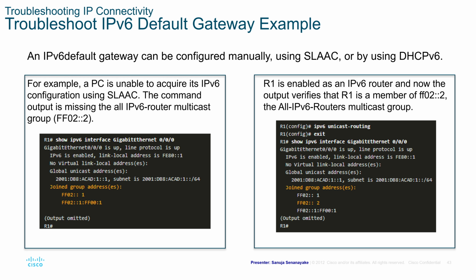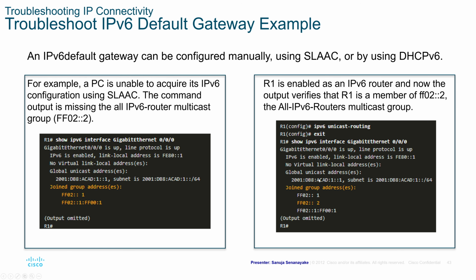FF02::2. So if you go look at here, we have joined group addresses. The FF02::2 is missing from here. So R1 is enabled as an IPv6 router, and now the output verifies that R1 is a member of FF02::2, the all IPv6 routers multicast group. So you can see that.